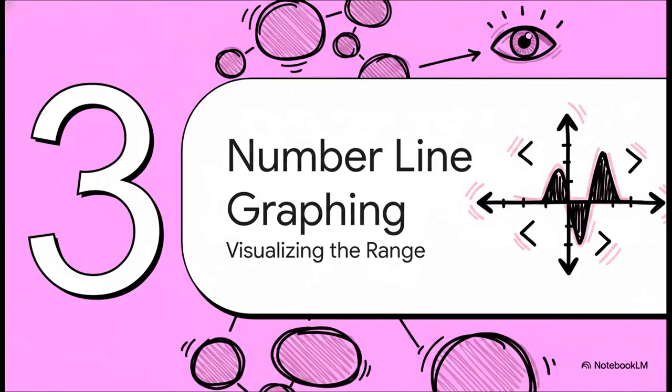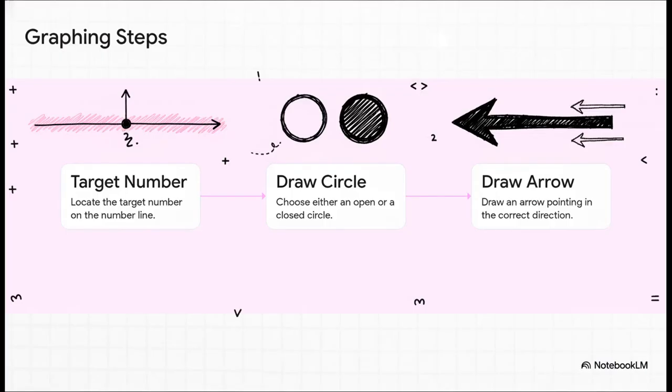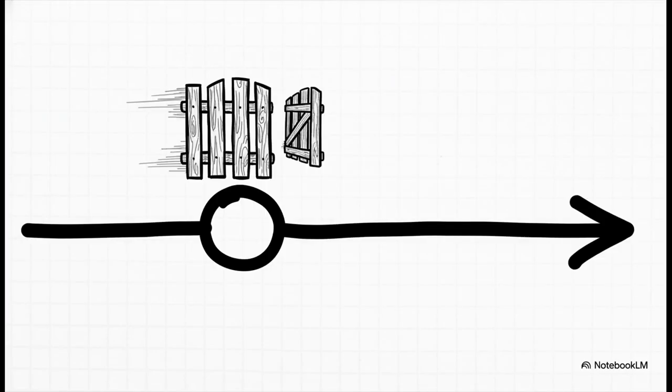Which brings us to section 3, graphing on the number line. The curriculum breaks graphing down into 3 really simple steps to help you visually represent your range. First, you just locate your target number on the number line. Second, you decide whether to draw an open circle or a closed filled-in circle. And finally, step 3, you draw an arrow pointing in the direction of all the other numbers that make the statement true. Easy, right? Let's actually break down step 2 a bit more because it's super important.